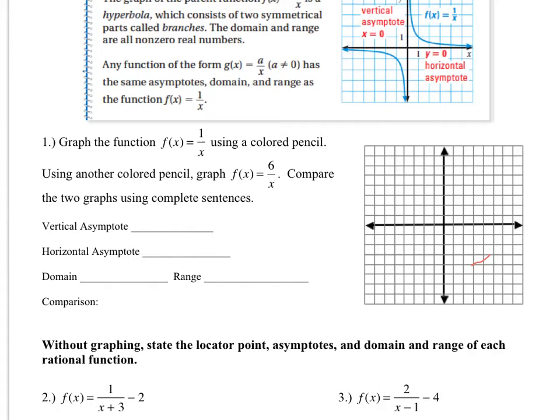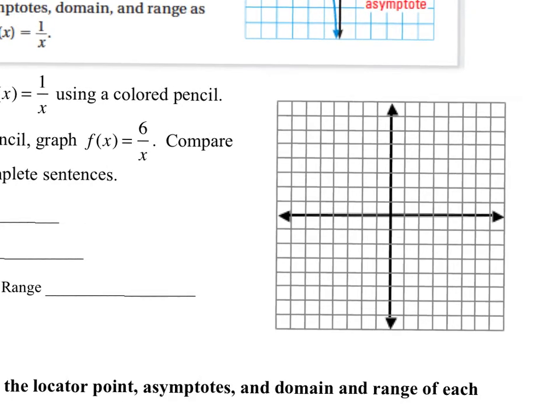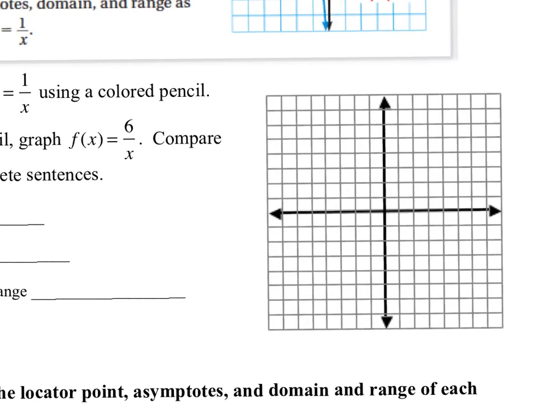Let me erase that. So 1 divided by x. I'm just going to plug in some points there. So again, I know I have some asymptotes. I have a vertical asymptote right here, right on the y-axis. That's x equals 0. And then you also have a horizontal asymptote right here that's along the x-axis, and that's y equals 0. So if I plug in 1 for my x value, 1 divided by 1 is 1.